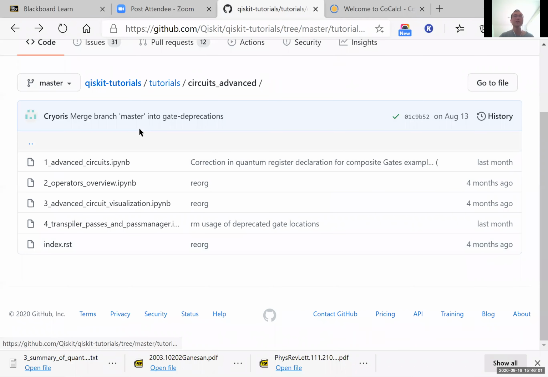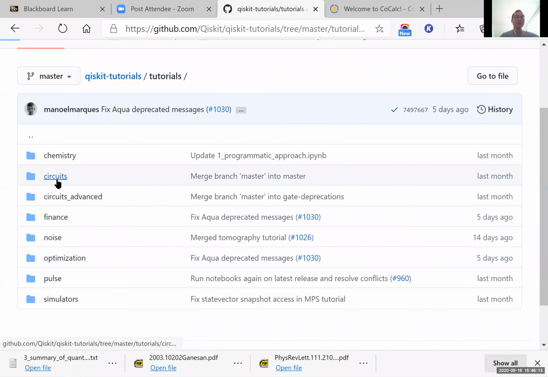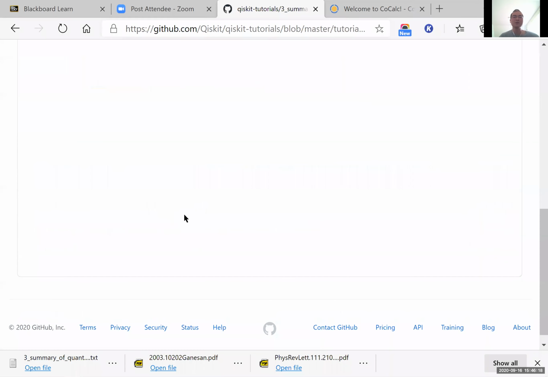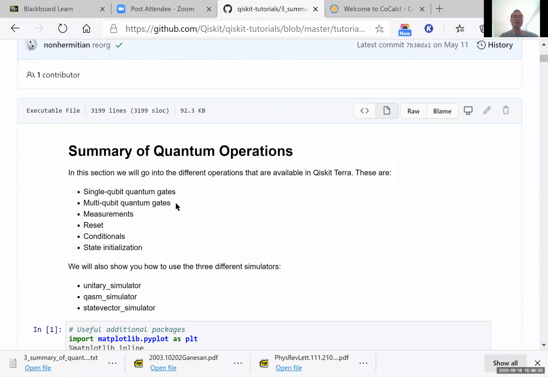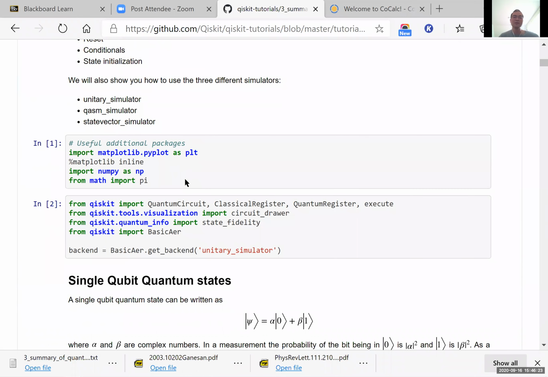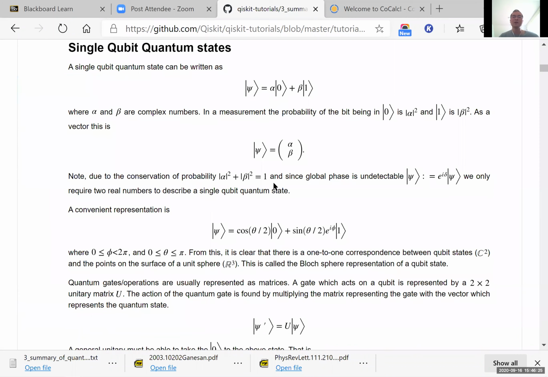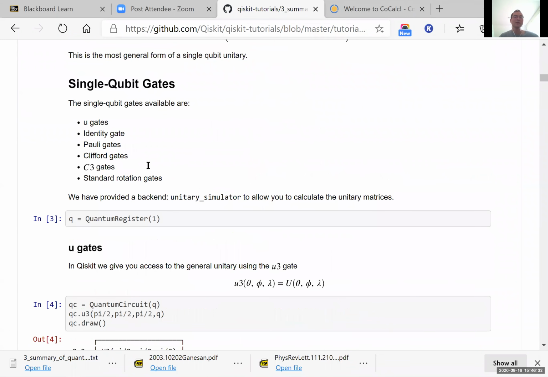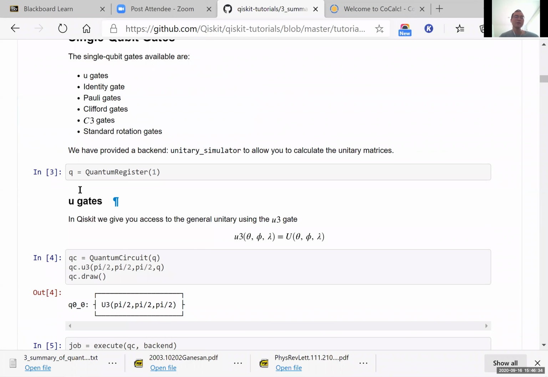Okay. Anyway, this is the website where they place the tutorial. So if we go to the tutorial, you go to the circuit, you go to the 3, you can download these files. You see in the content, this basically has some basic introductions and the gates, right? This is the U3 gate that we have seen. So they show the single-qubit gate.